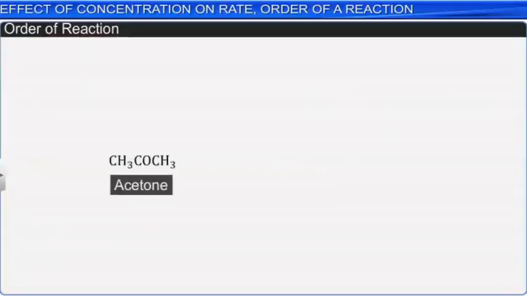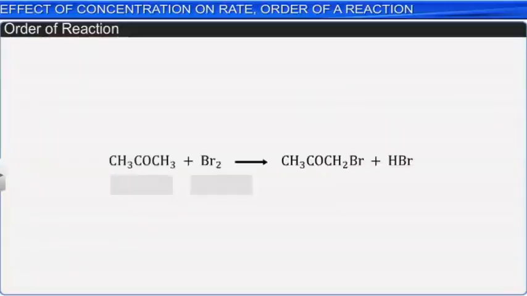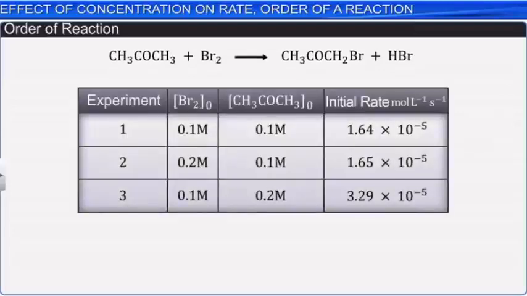Consider the reaction of acetone and bromine. Using the data in the table given here, it is possible to calculate the order of the reaction with respect to both bromine and acetone.